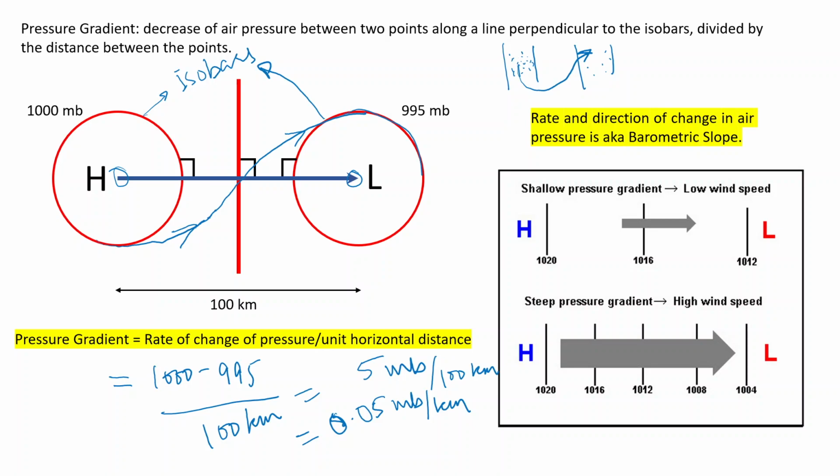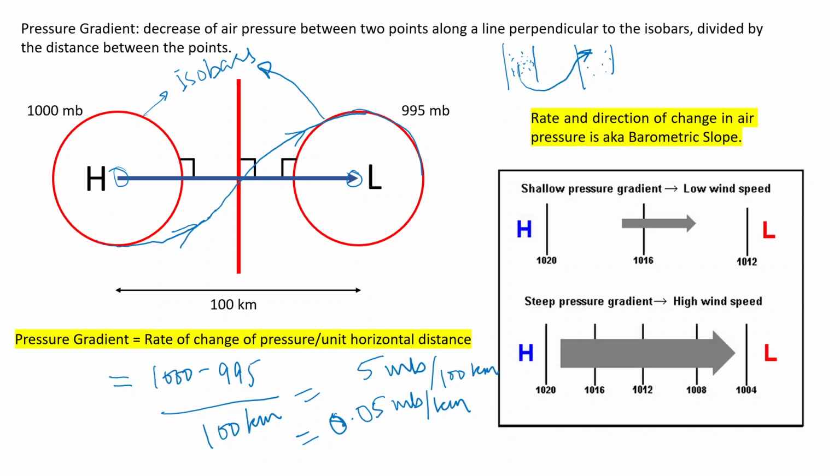Now you have to understand, just like temperature, listen to this very carefully, when over a long distance the difference in temperature is very high, then we call that gradient a steep gradient. And when the difference of temperature is less over a long distance, it is called a shallow temperature gradient.